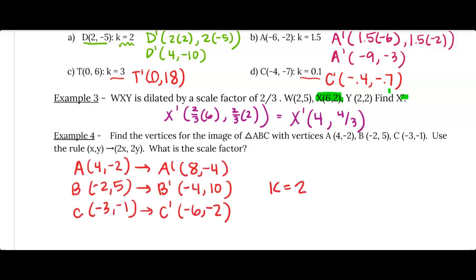In example 4, they gave you the vertices of triangle ABC, and then they told you the rule (x, y) was going to map to (2x, 2y). So since there is a 2 in the front of x and y, that means that your scale factor is 2. So that meant you just needed to multiply all of your points by 2 to get your new points. So you can see where I got my answers.